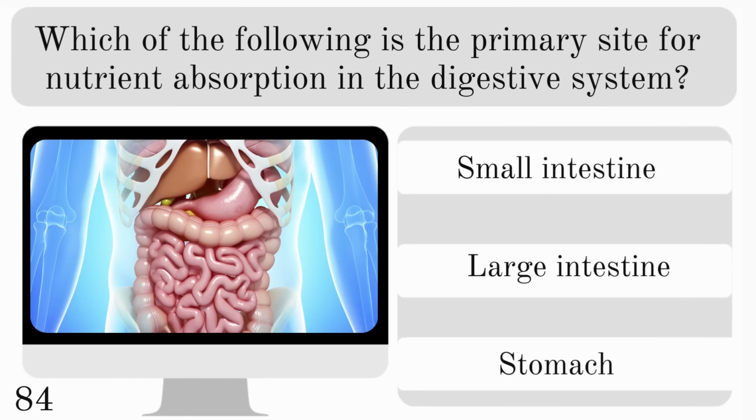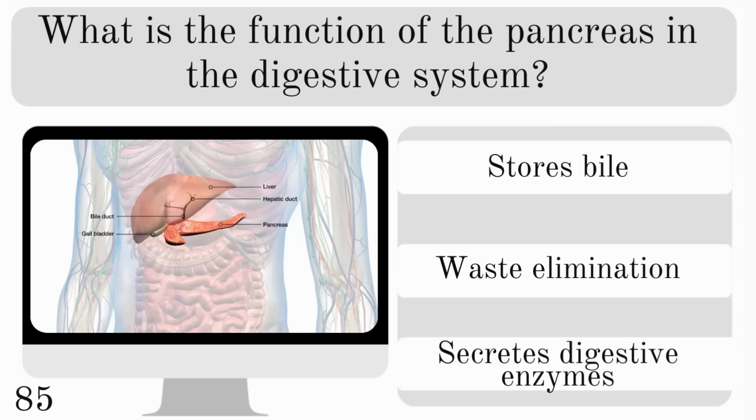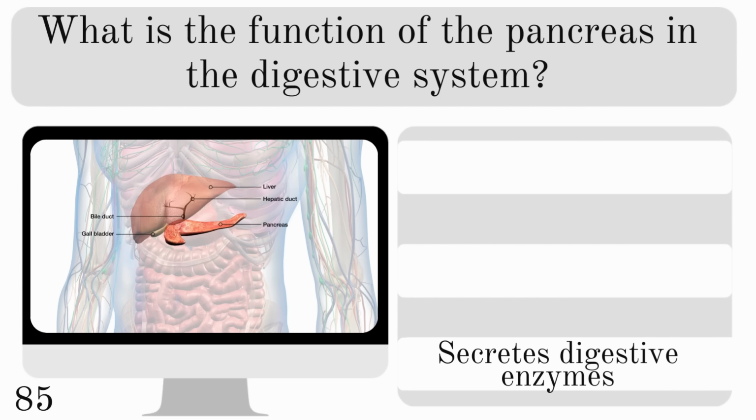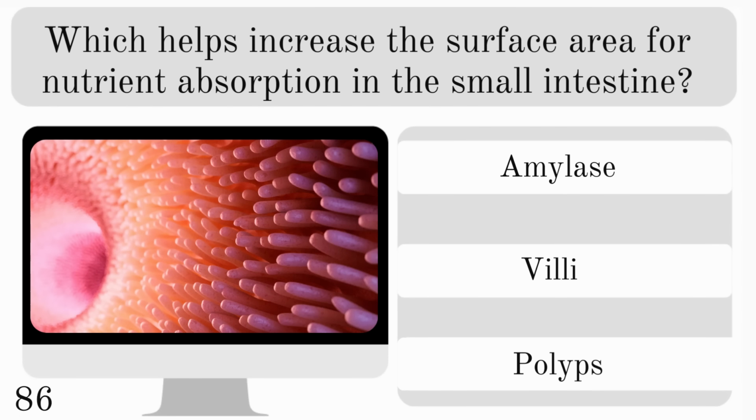Which of the following is the primary site for nutrient absorption in the digestive system? The small intestine, large intestine or stomach? And it is the small intestine. What is the function of the pancreas in the digestive system? Stores bile, waste elimination, or secretes digestive enzymes? And it secretes digestive enzymes.